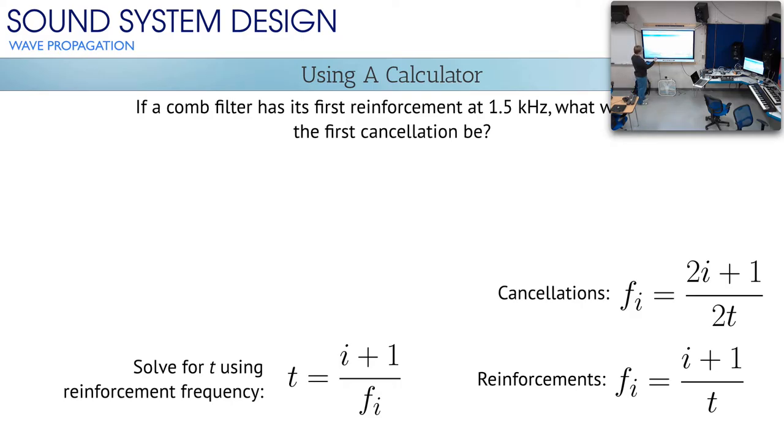So let's do that first. Let's find out what t would be. So t is going to equal 0 plus 1, because we're talking about first reinforcement, so I would be 0. Divided by 1,500. Exactly, 1,500, 1.5 kilohertz. So what is 1 divided by 1,500?